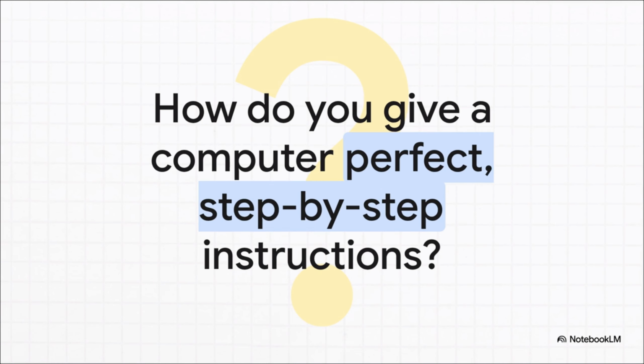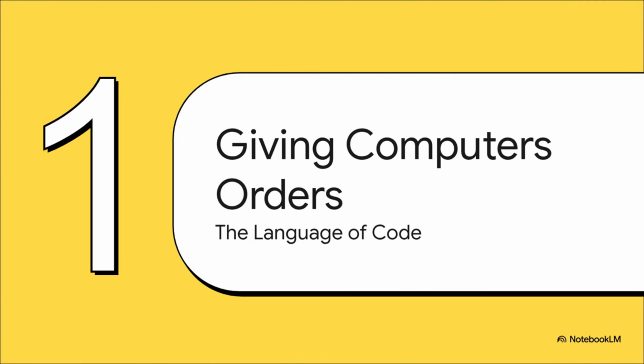Computers are incredibly powerful, but they're also super literal. They do exactly what you tell them to do, no more, no less. So, how do you bridge that gap? How do you take an idea in your head and turn it into a set of flawless instructions a machine can actually understand? Well, it all comes down to communication.